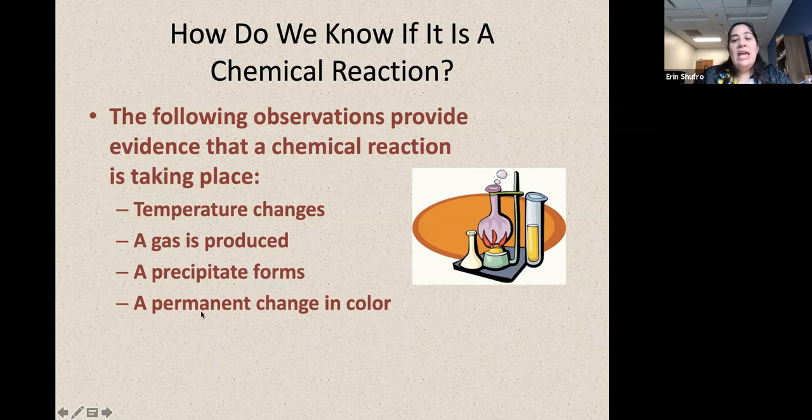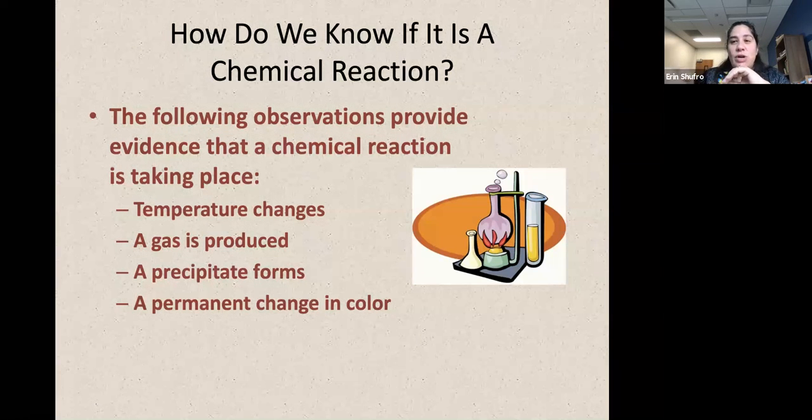Okay. If it bubbles, that means that a gas was produced, which is usually evidence of a chemical reaction. If a precipitate forms, and we're going to see a lot about precipitation reactions, a precipitate just means a solid. So if you take two liquids and you pour them into the same beaker, right?